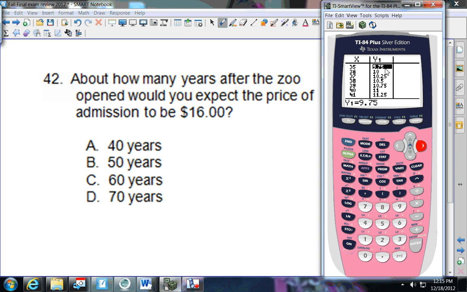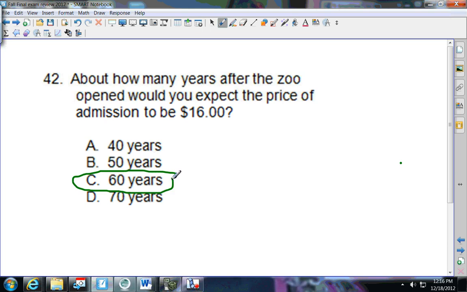$9.75 was the last problem. Now this one at $16, I'll go down here to where Y is 16. There it is. How many years is that? 60. That's a long time. Okay.